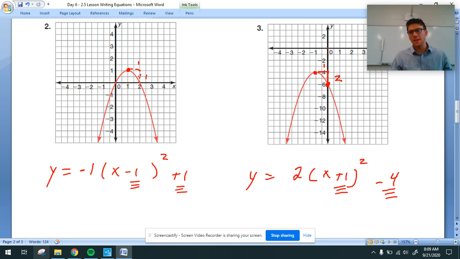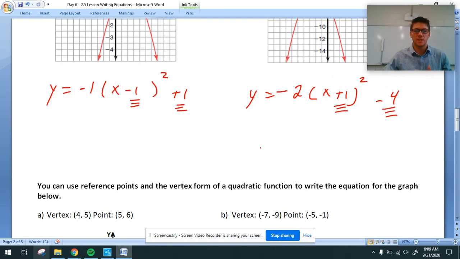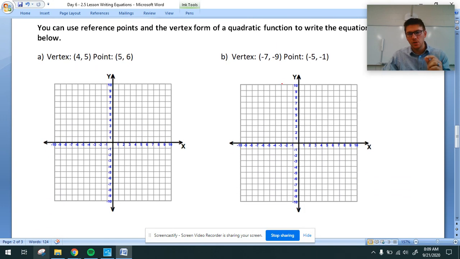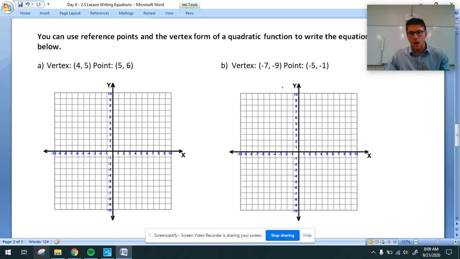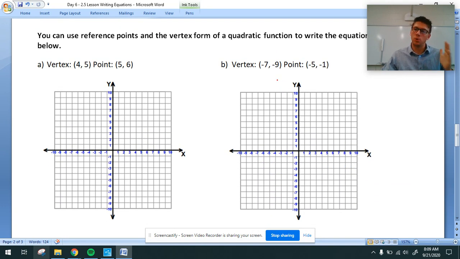Okay? Last thing though, look at the direction it's facing. It's concave down, so I need to reflect it by throwing a negative. All right? That's our vertex form, creating the equations and going from there. The additional type of question you could see is they don't give you the whole graph, they just give you maybe a vertex and a point.